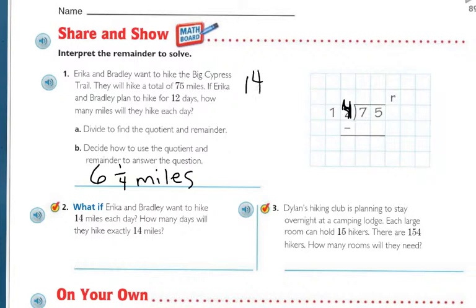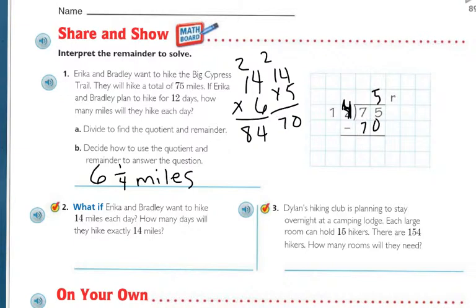So let's see, 14 times, let's just say 6. 14 times 6, 6 times 4 is 24. 6 times 1 is 6, plus 2 is 8. Too much again. So let's try 14 times 5. 5 times 4 is 20. 5 times 1 is 5, plus 2 is 7. So it looks like I'm going to do 5, and I've got 70. So now I've got a 5 remainder.